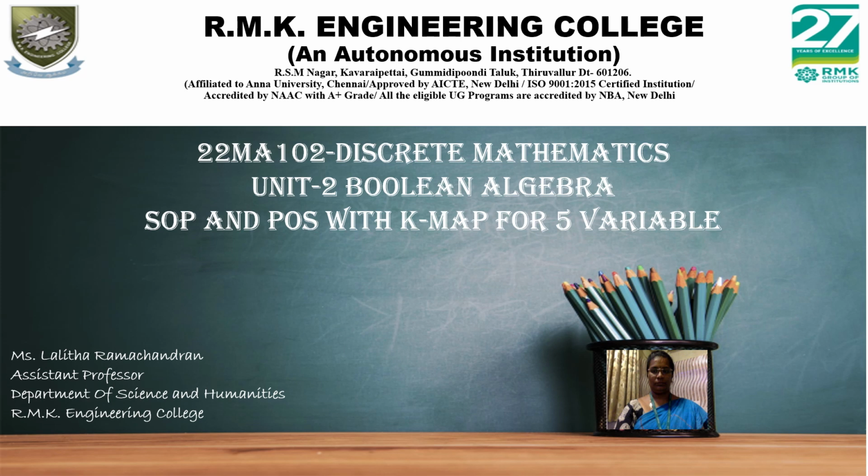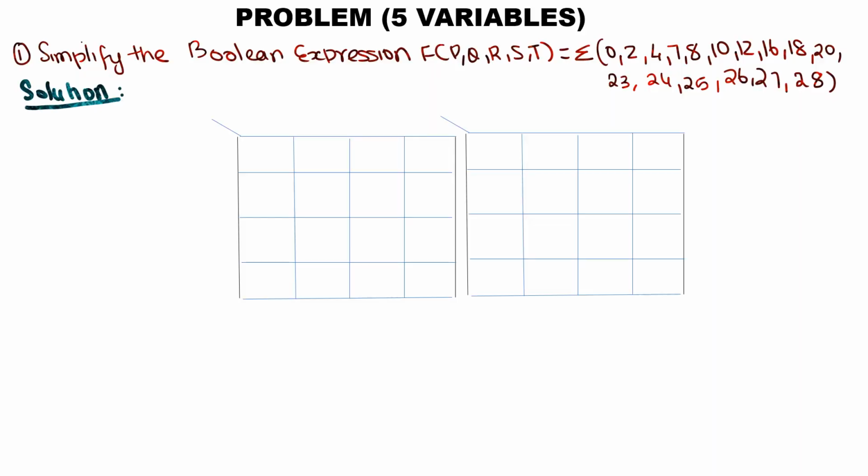Hi all, welcome to the next video on problems with 5 variables using K mapping. Now we'll look into one example of simplifying the Boolean expression of f of p, q, r, s, t, where we have been given the min terms 0, 2, 4, 7, 8, 10, 12, 16, 18, 20, 23, 24, 25, 26, 27, 28.